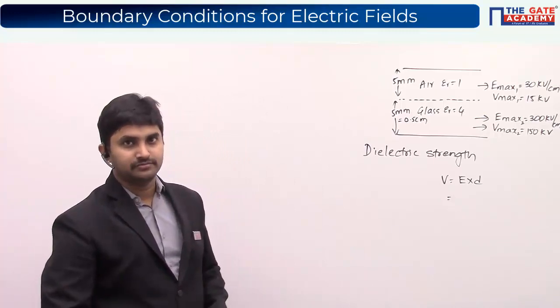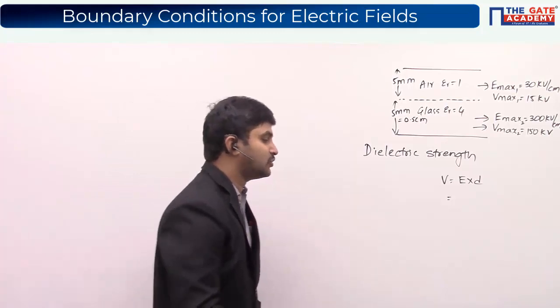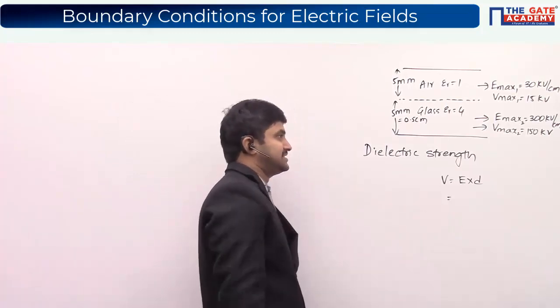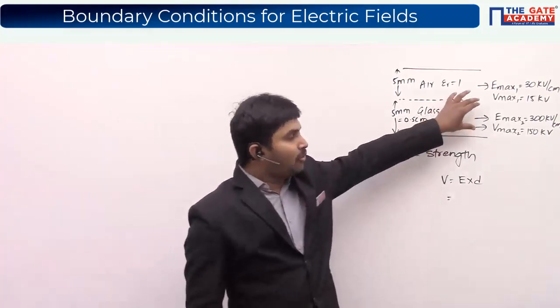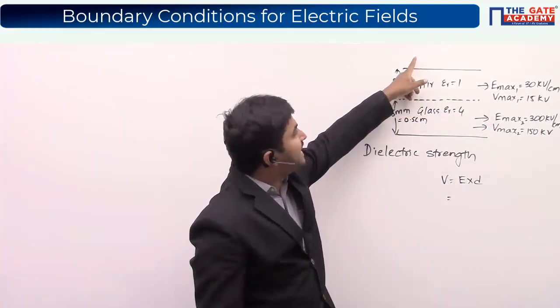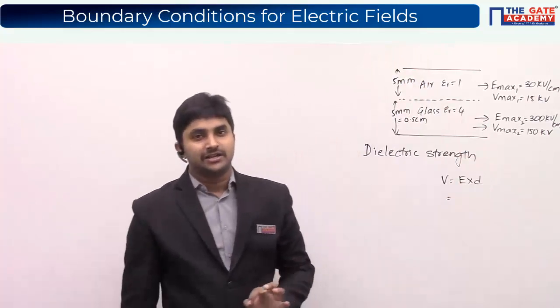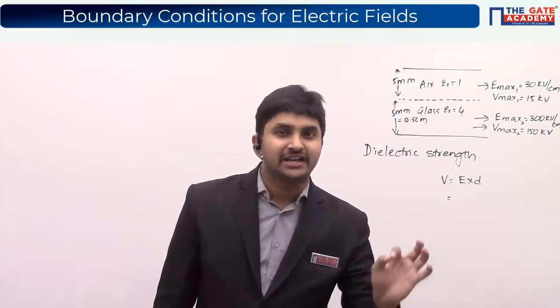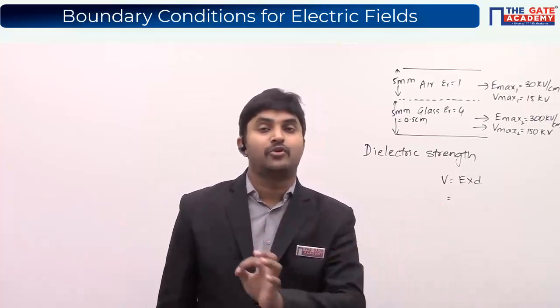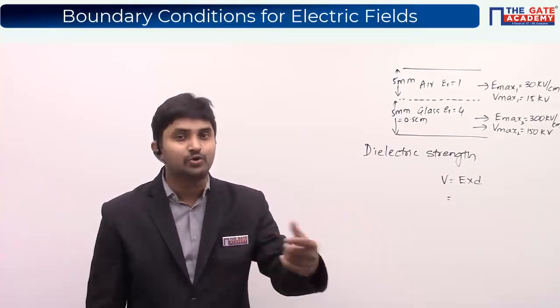Yes or no? Correct? This is the relation that we have seen. The potential is going to be electric field multiplied with the distance. Now please tell me one thing. The question is: what is the maximum amount of voltage that you can apply? We have to apply the maximum voltage without breakdown.